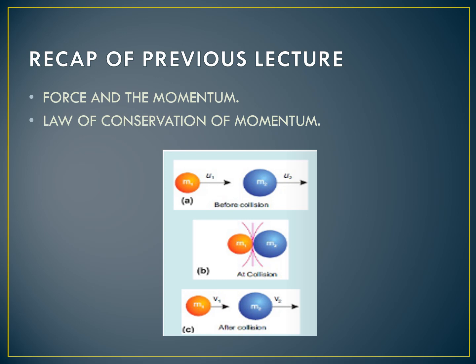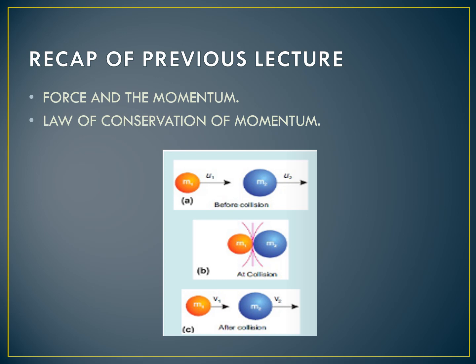In the previous lecture, we studied force and momentum, according to which when a force acts upon a body, then acceleration is produced and is equal to the rate of change of momentum of the body. That is, force is equal to change in momentum divided by time. It means force is equal to Pf minus Pi divided by time. Then we discussed the law of conservation of momentum, according to which the momentum of an isolated system of two or more interacting bodies remains constant.